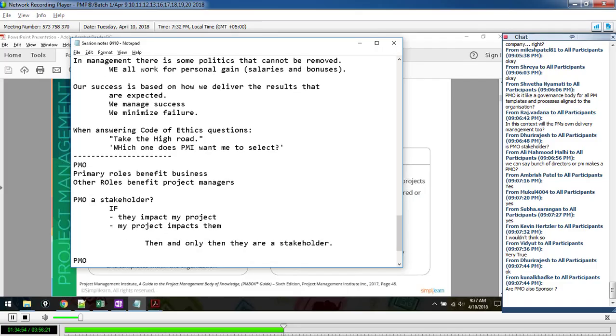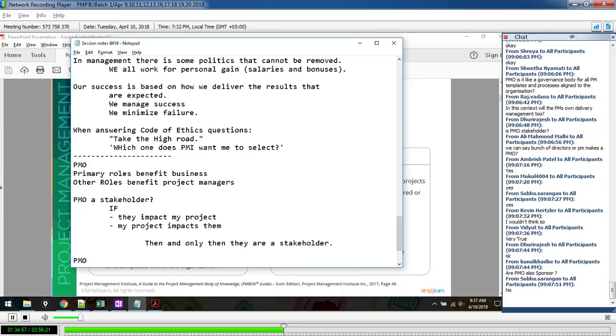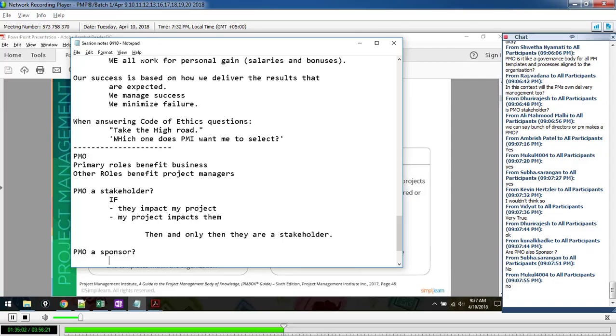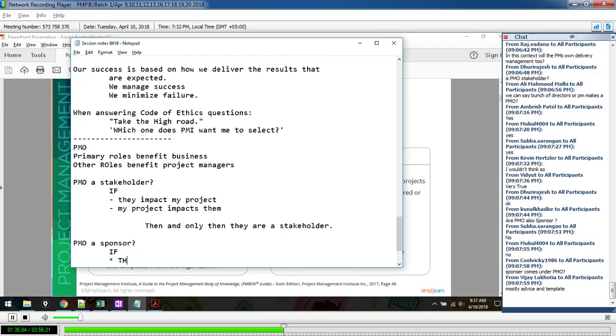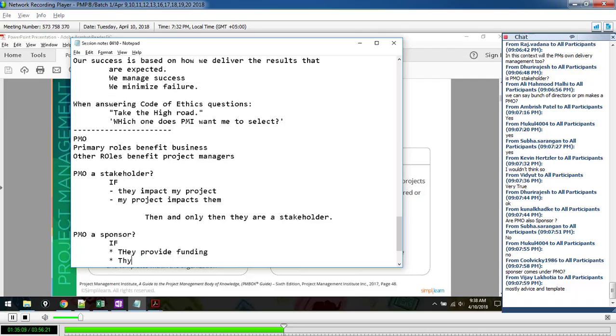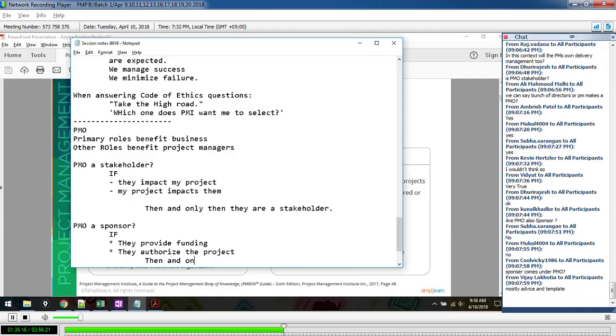I'm going to do this only one more time, okay, guys? And I want you to embrace this concept. PMO, a sponsor, if they provide funding, if they authorize the project, then and only then are they a sponsor. I'm going to say sometimes PMOs are sponsors. Sometimes PMOs are stakeholders, but not all the time.